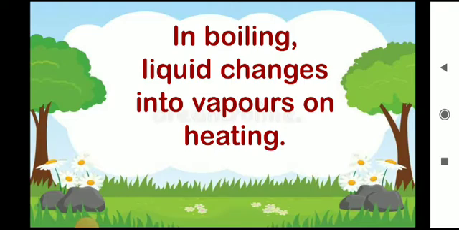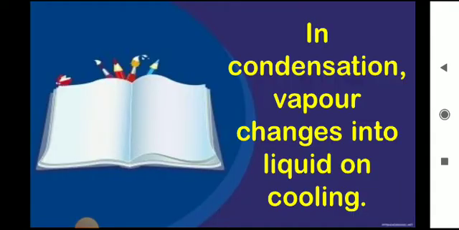Okay? And what is condensation? In condensation, vapor changes into liquid on cooling. When we cool the vapors, they change into liquid. It is condensation. How are they both reversed? In boiling, liquid is changing into vapors, but in condensation, vapor is changing into liquid, right? That's why they both are reverse of each other. Clear? Recap question clear? Now moving towards our today's topic.